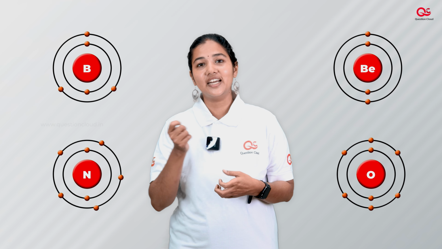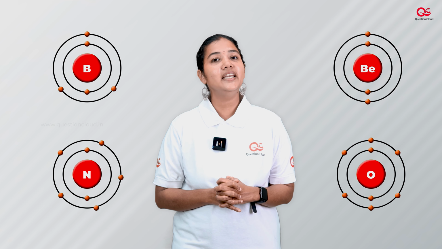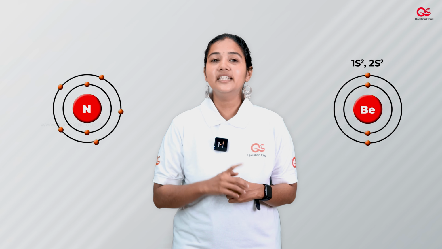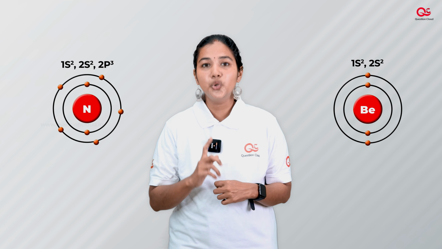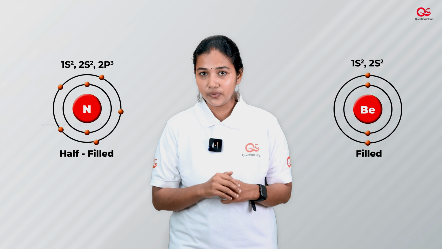So along the period, do you think it will regularly be getting decreased? No. The exceptional case is seen for the elements beryllium, boron, oxygen, nitrogen. Now imagine the electronic configuration of beryllium and nitrogen. For beryllium, it is 1s2 and 2s2. For nitrogen, it is 1s2, 2s2, 2p3. Beryllium, it's completely filled. Nitrogen, it is half filled.